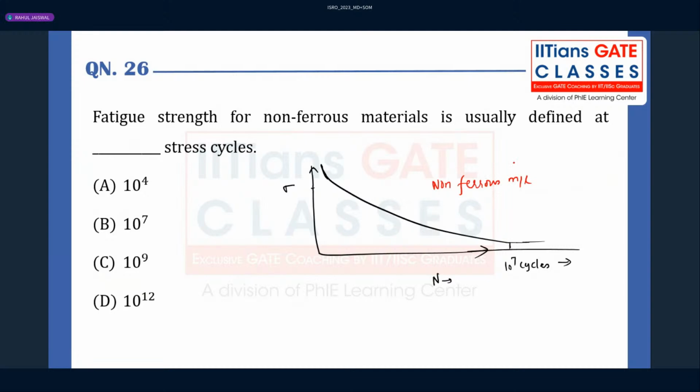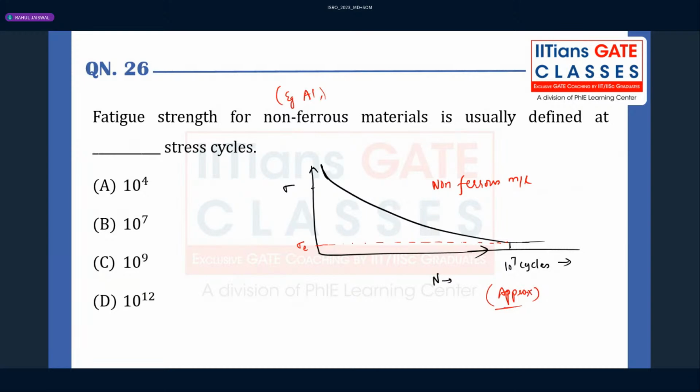Actually, when you talk about non-ferrous material, we don't have any fixed value for the number of cycles at the endurance limit, right? This is the endurance limit for non-ferrous material. But what I'm telling you is that for a non-ferrous material, just like aluminium, or some other examples, you can talk about materials other than iron. When they ask for this type of material, there is no fixed value. These are approximate values. Note down, these are approximate values, not very fixed values, right?